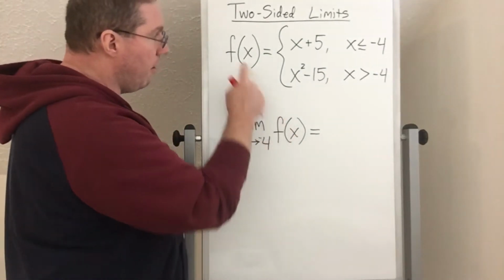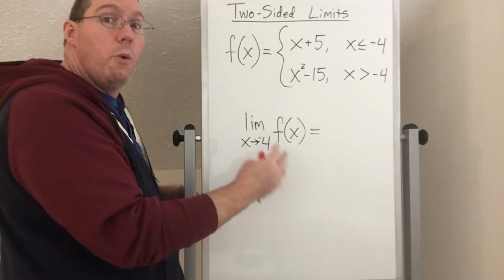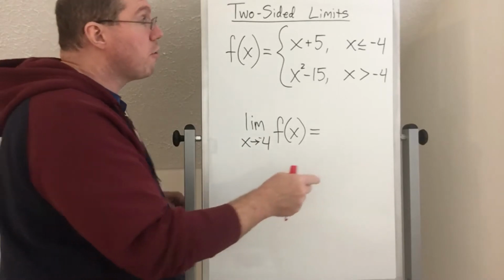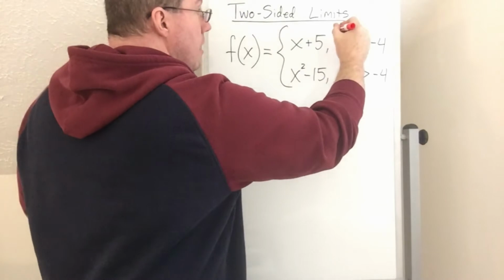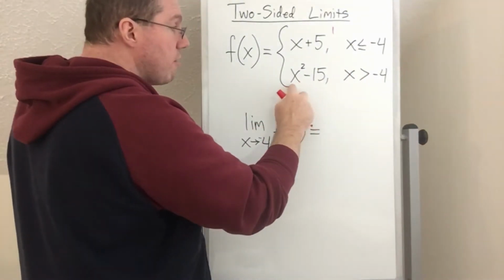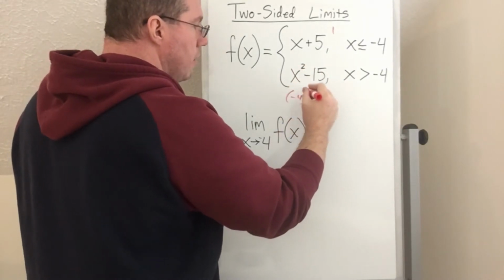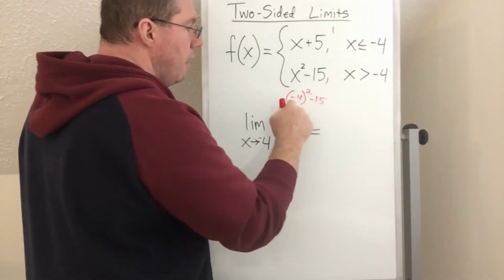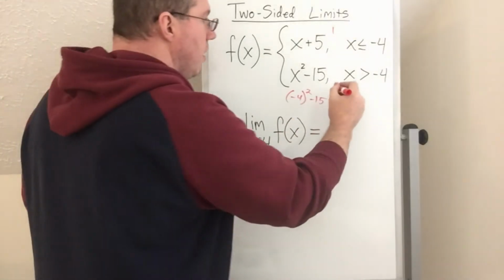So to find the limit of this piecewise function as x approaches -4 from both sides, we want to find out what is the left side answer and what is the right side answer. So for the left side answer, we'll just plug -4 in here. -4 plus 5 is equal to 1. Now plug the -4 into the right side. -4 squared, now be careful here, the negative goes inside the parentheses, so (-4) squared minus 15. -4 times -4, that's 16. 16 minus 15 is 1.